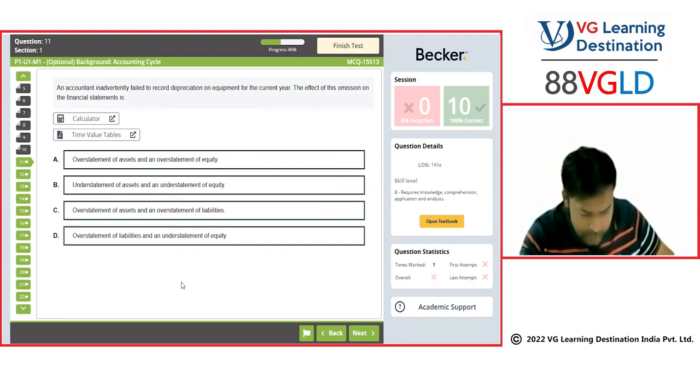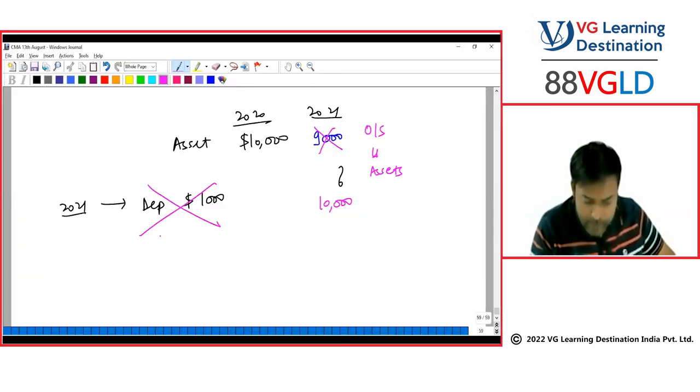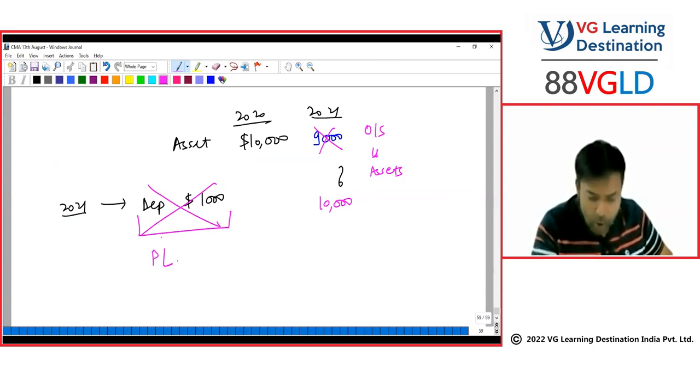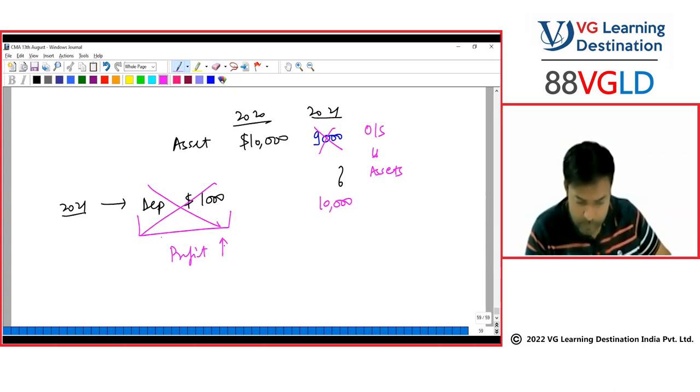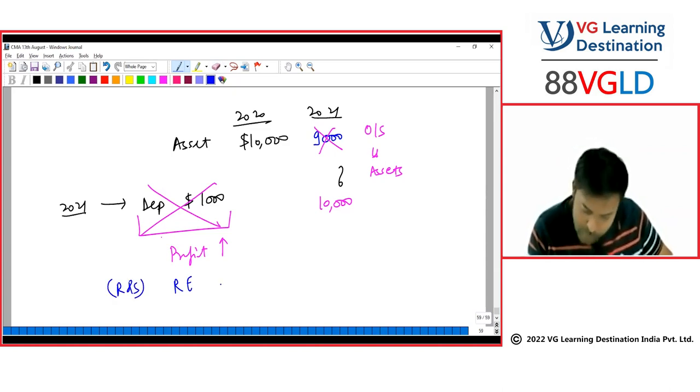Right? Now, let's see, A is the answer or C is the answer. When the depreciation is not charged, guys, that means in that year, in the P&L, will the profit go up or down? Profit is going to go up in that case. That means will retained earnings, reserves and surplus, go up or down? Retained earnings will go up.